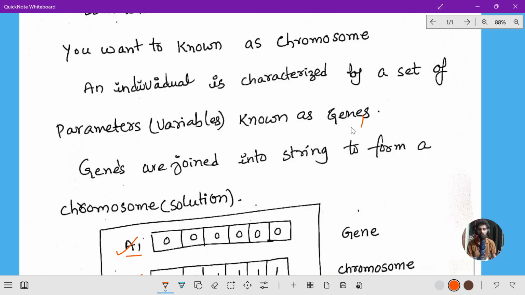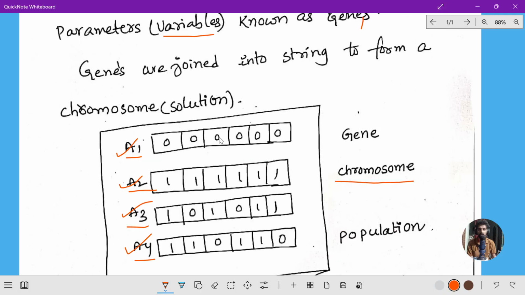You observe what they say about the genes: an individual is characterized by a set of parameters or variables. Observe this diagram, it is an important diagram. Now what is the meaning of gene? A gene may contain binary values. These are called binary values: 0 0 0 0, 1 1 1 1, 1 0 1 0. Here we have different values, a combination of 0 and 1, which is called a binary value. So a gene may contain binary values.